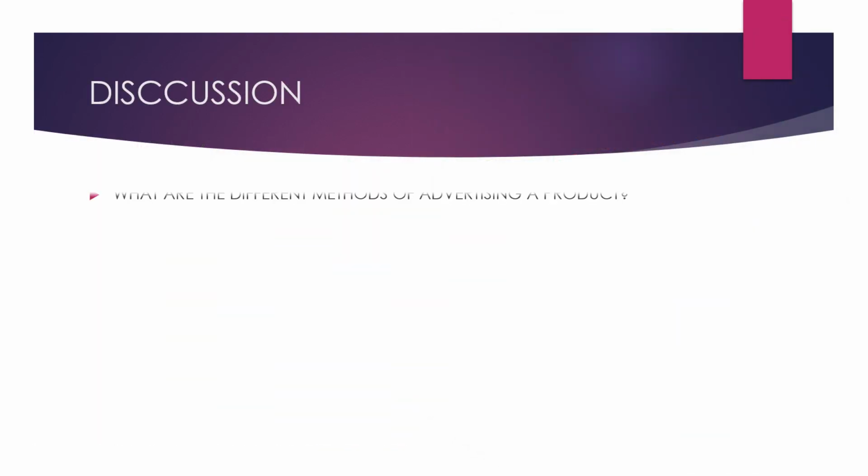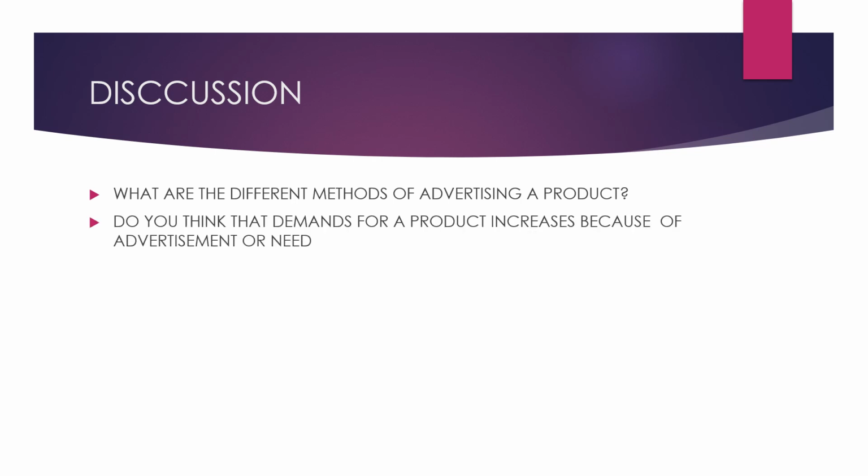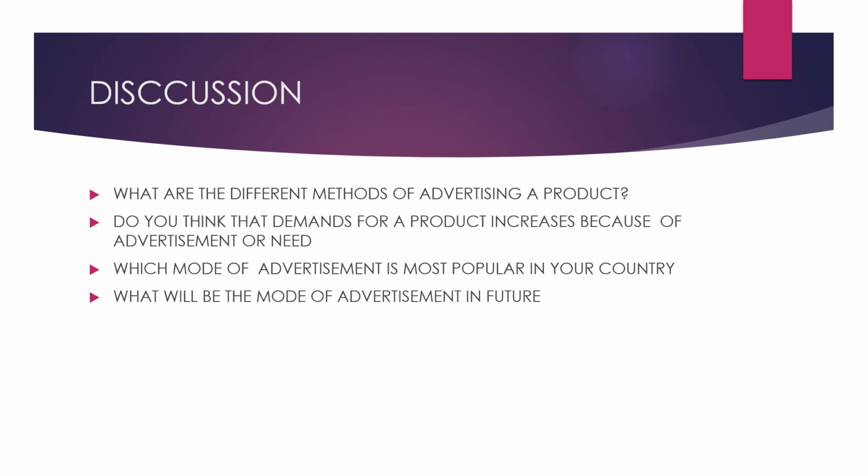The discussion part that follows the cue card might be like this. What are the different methods of advertising a product? Do you think that demand for a product increases because of advertisement or need? Which mode of advertisement is most important in your country? So as you know, there are several modes of advertisement such as banners, pamphlets, through social media and so on. So you will have to talk about that.